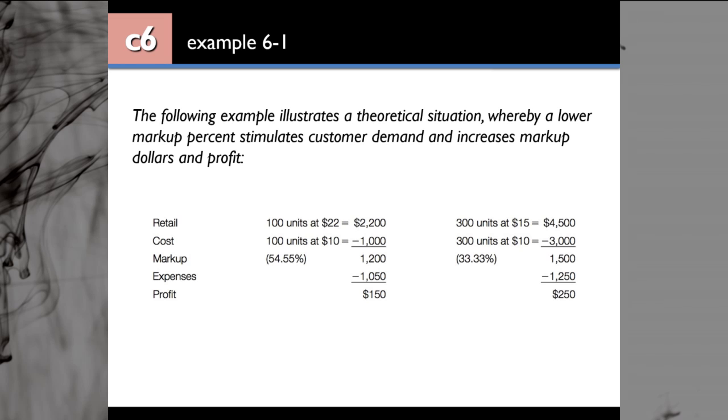profit. In the example on the left-hand side, you sold fewer units, but your markup percentage was high. On the right-hand side, you sold more units, and your dollar markup ended up being higher, even though your markup percentage was lower. And your actual profit was higher for selling more items on the right-hand side.